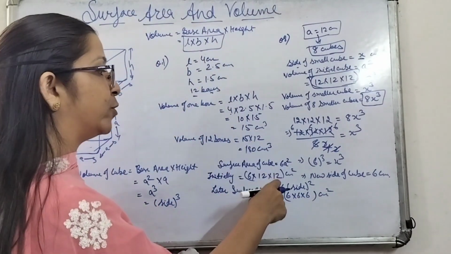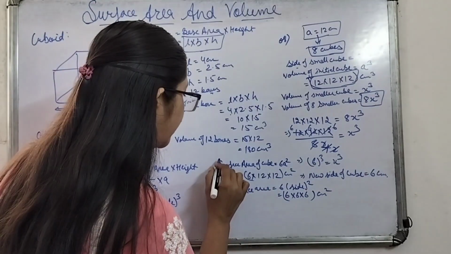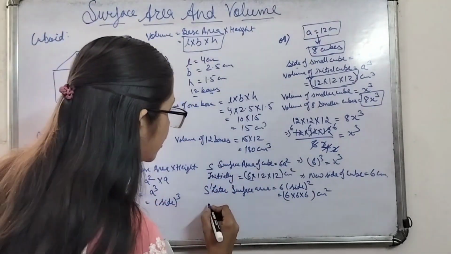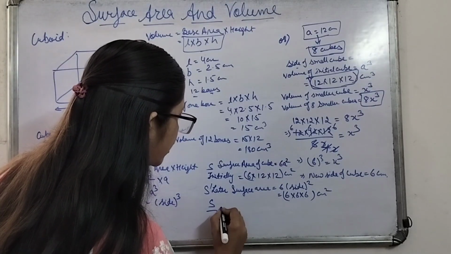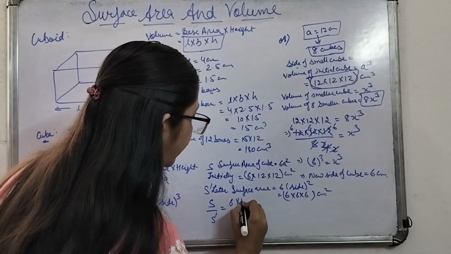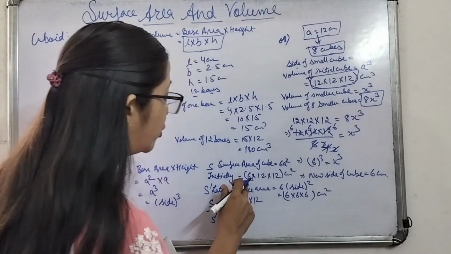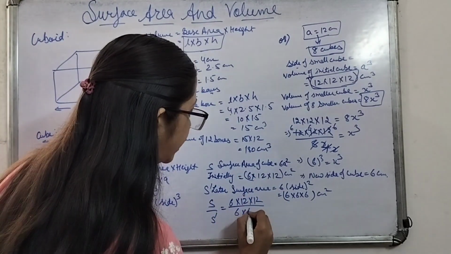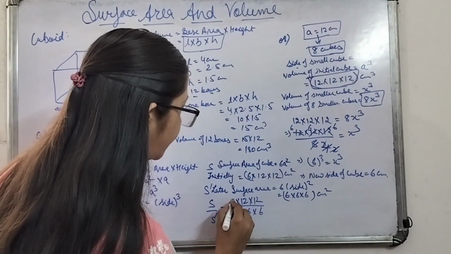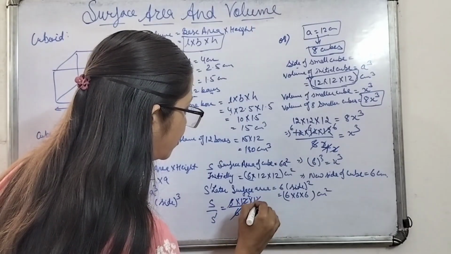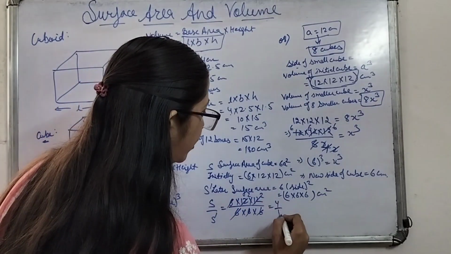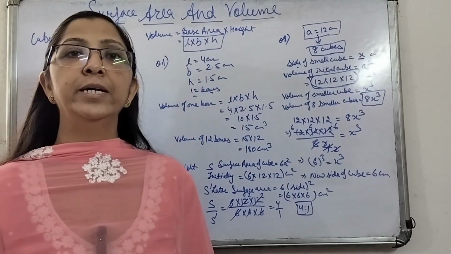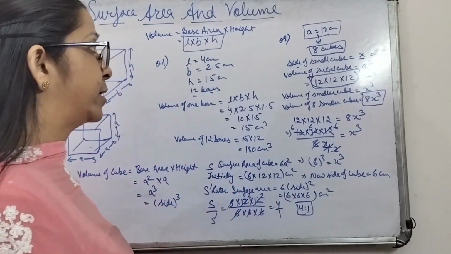Now we want the ratio of these two. If the initial surface area was S and later it was S dash, then S over S dash will be 6 multiplied by 12 multiplied by 12. This was the initial surface area, and later the surface area was 6 multiplied by 6 multiplied by 6. 6 2s are 12, 6 2s are 12. So it is 4 upon 1, or we can say the ratio is 4:1. This is the ratio between their surface areas.